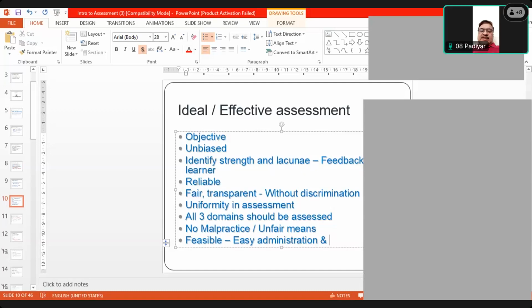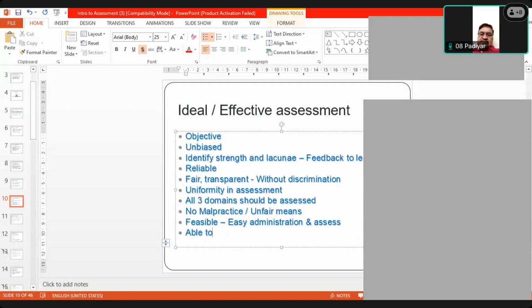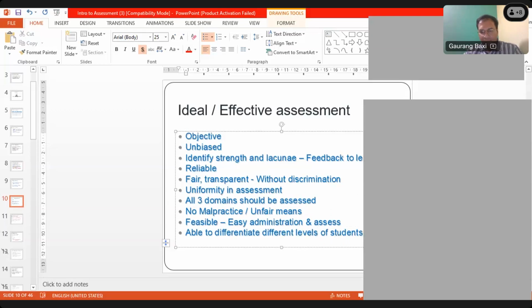Able to discriminate level of learning. Let's call it differentiate rather than discriminate. Differentiate. What else?